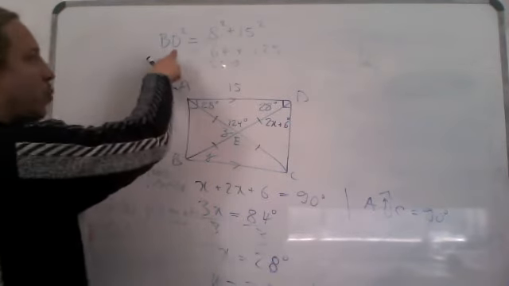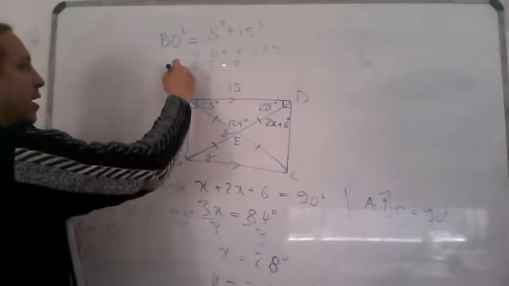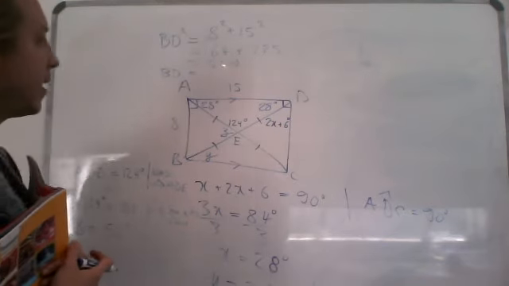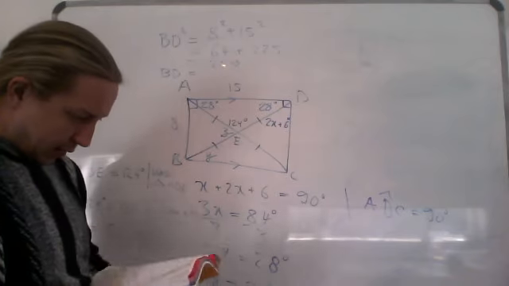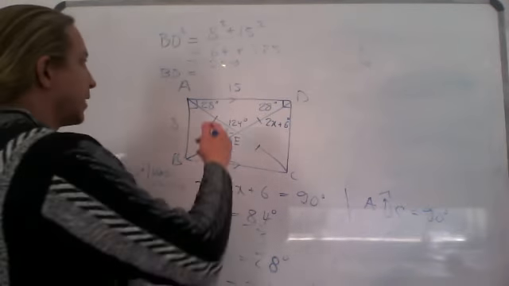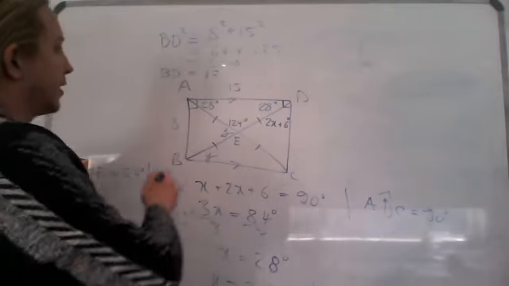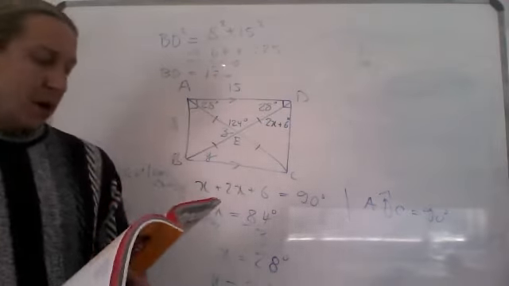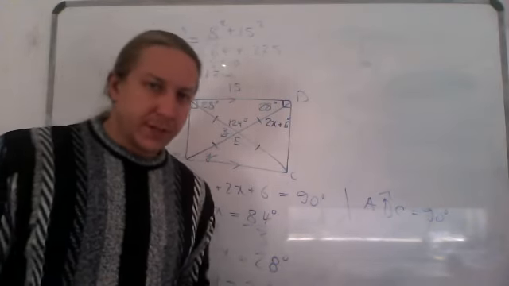Then we square root both sides. Therefore BD equals the root of 289. I don't know it in my head, but it says it is 17. So the answer is 17. Is it centimeters? Yes. That is our hypotenuse, which we found using the Pythagoras theorem.